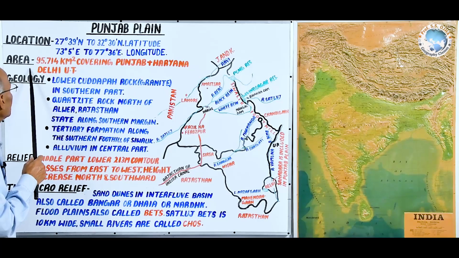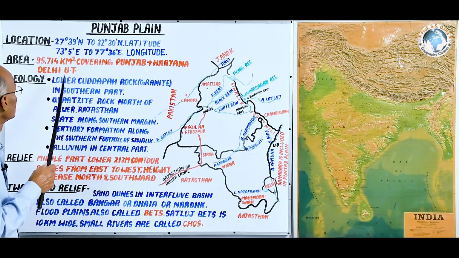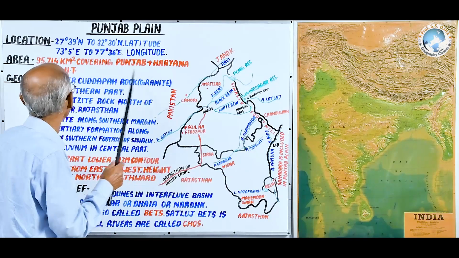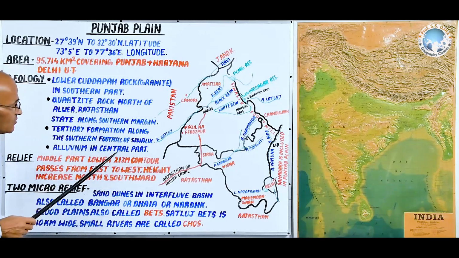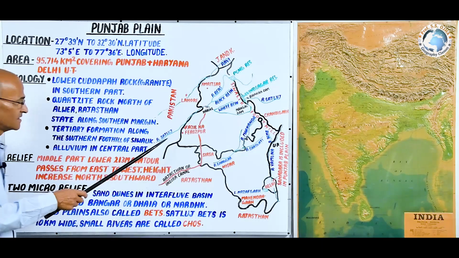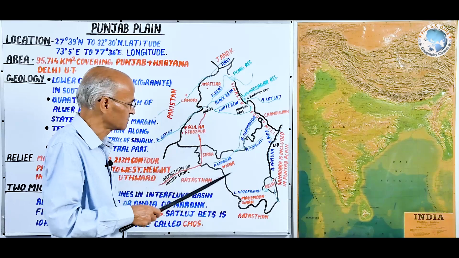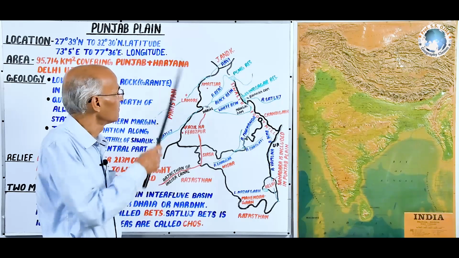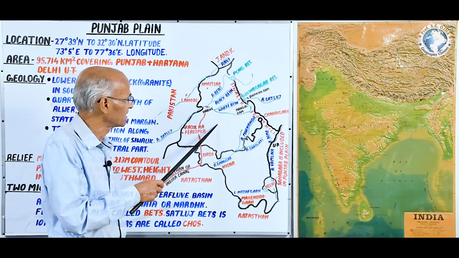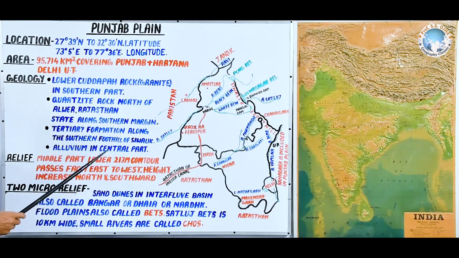Here the area of this plain is 95,714 km square. Punjab, Haryana and most part of Delhi Union Territory are covered under this. Hence a large part is of Punjab state, so sometimes it is called Punjab plain, but it is largely drained and deposited by the Satluj and its tributaries, hence it is also called Satluj plain.